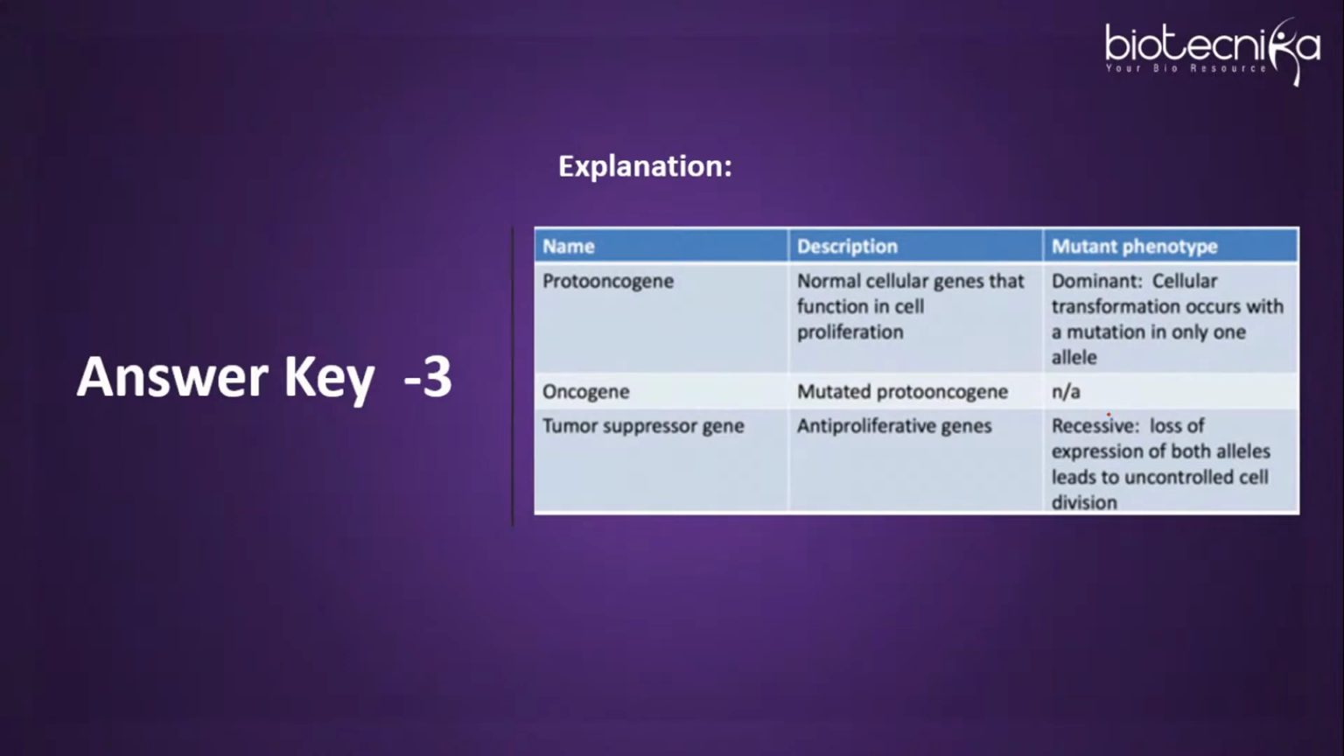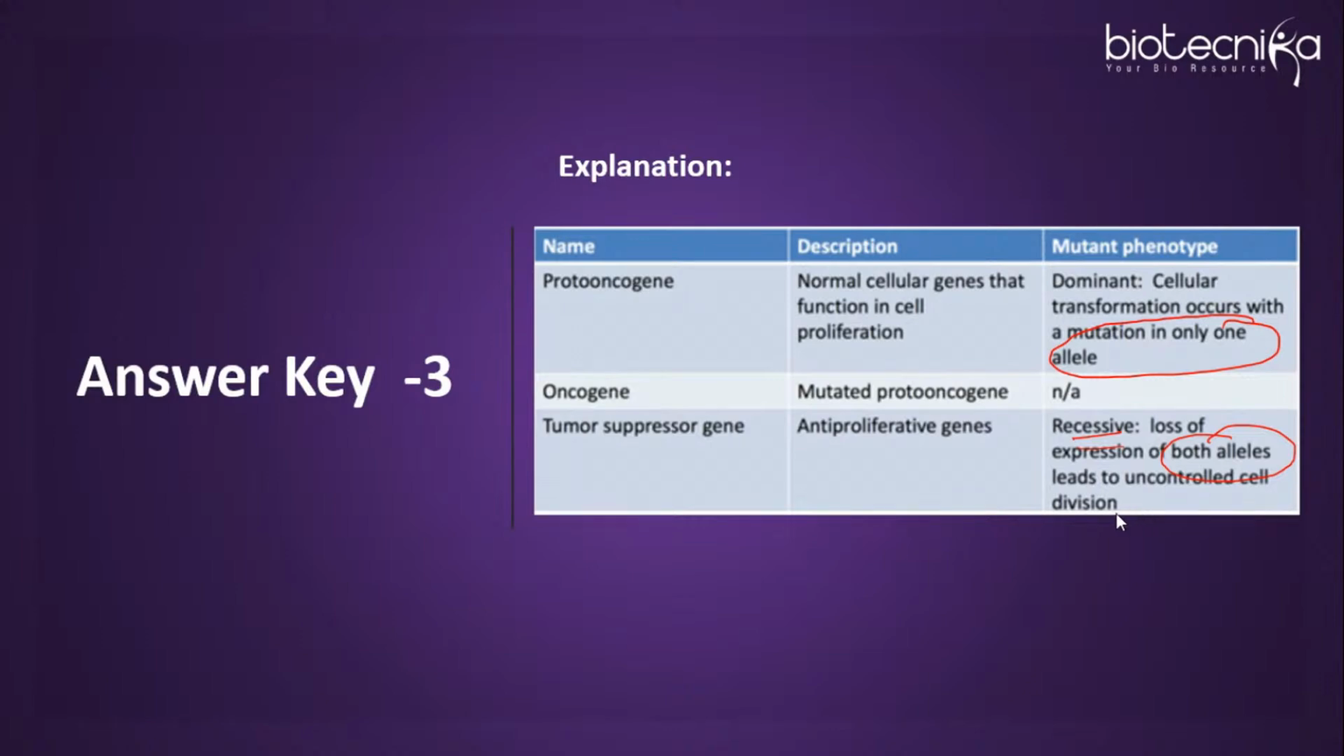Because a single allele mutation will be enough to convert a proto-oncogene to an oncogene. But when it comes to a tumor suppressor gene, what happens? We have to know that it is recessive. Why? Because only if both the alleles are lost does it lead to cancer. Yes, exactly, Sahiba. Very good.